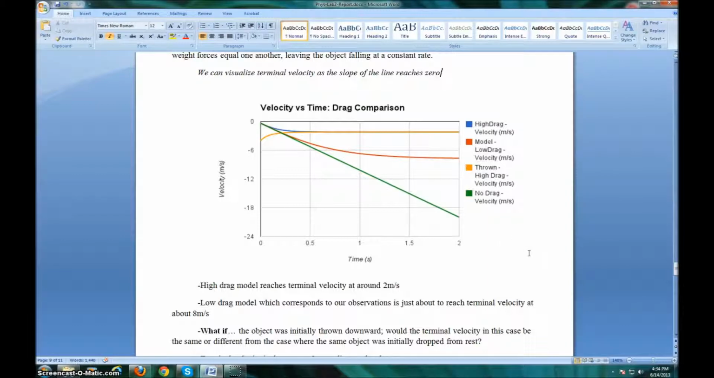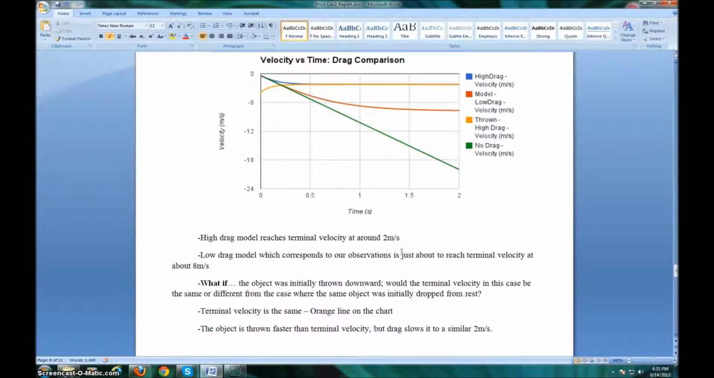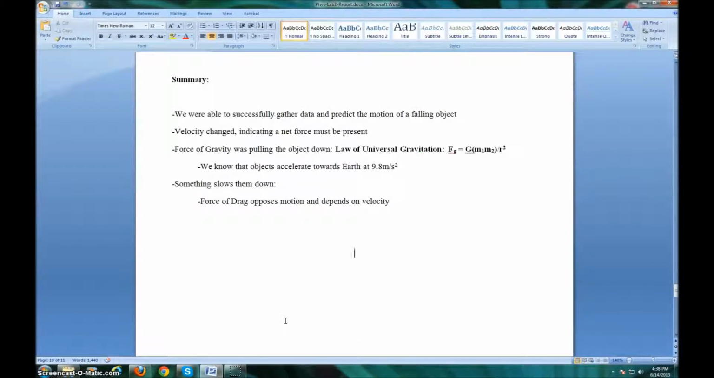But what if the object was thrown downward? Would the terminal velocity in this case be the same or different from the case where the object was dropped from rest? Well, I did it in the model, and we can see my thrown object here has the exact same terminal velocity as the one that was dropped. The object is thrown faster than the terminal velocity, but drag slows it down to a very similar 2 meters per second. In conclusion, we were able to successfully gather data and predict the motion of a falling object.